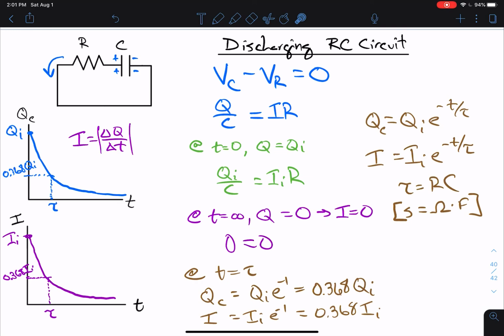But that's everything I want to say about the discharging RC circuit. If you're interested in the charging RC circuit, you should watch the video on that.